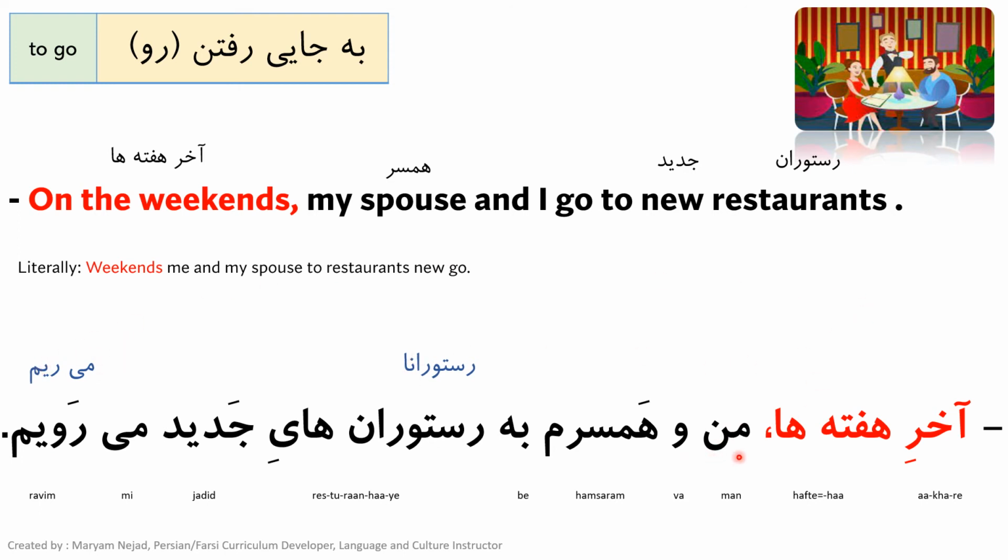So I'm going to read it one more time. And also remember, man va hamsaram. Va in the spoken language is not pronounced specifically. We say mano. It's like imagine putting a letter O on man. آخر هفته ها من و همسرم به رستورانای جدید میریم.